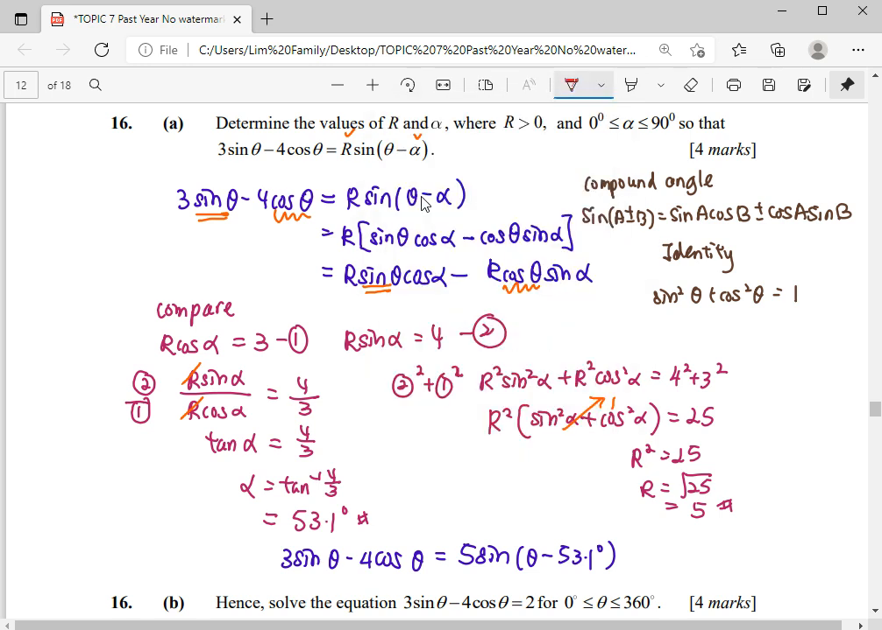So from here we see what is important. Of course, expand our compound angle in order to get our two equations, and then find our constant r and constant alpha, so that we manage to express it. So 1 mark should go to the expression. So this answer is for both.